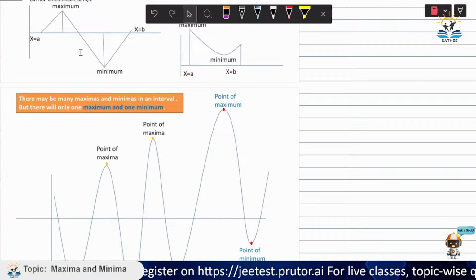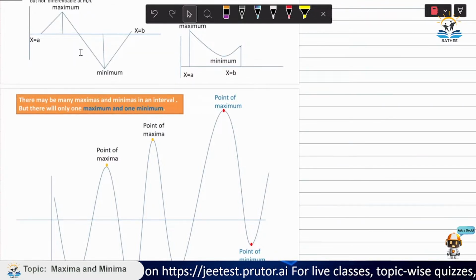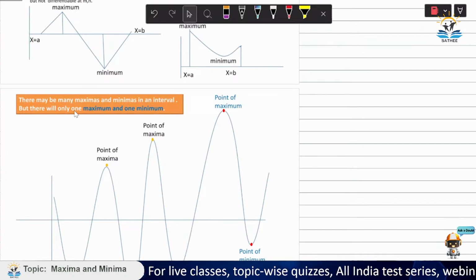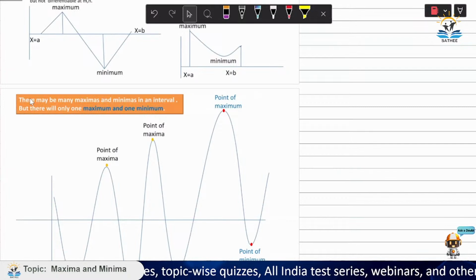We were discussing here maximum and minimum, but maxima and minima are different from maximum and minimum. As it states here, there can be many maximas and many minimas, but there would only be one maximum and only one minimum.